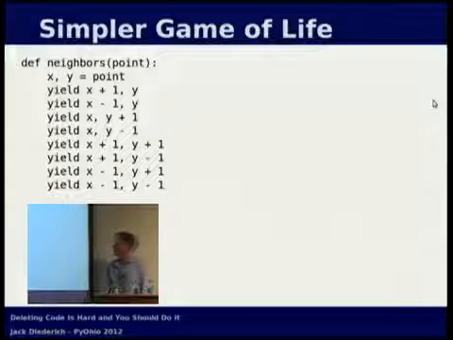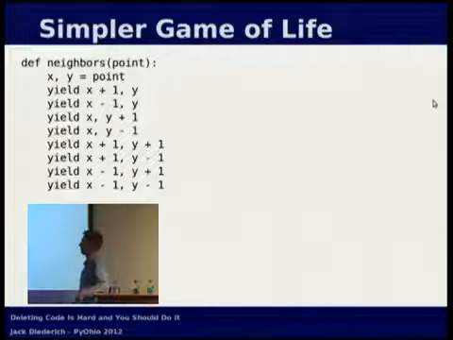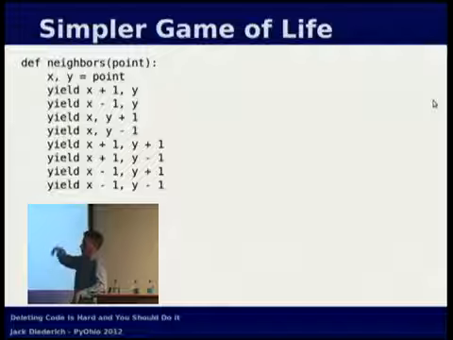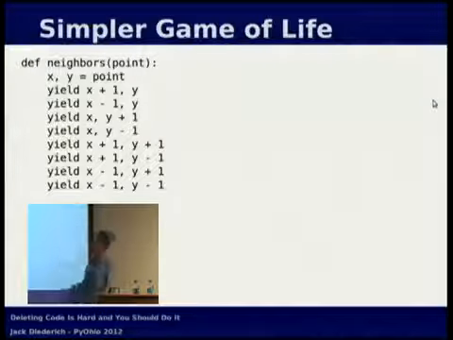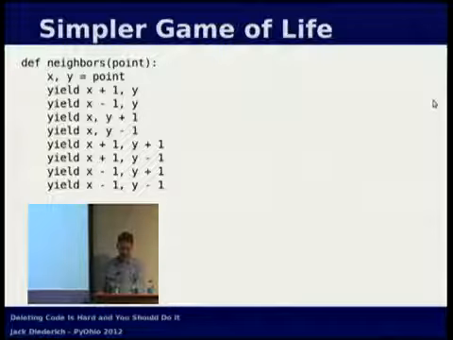Here's a simpler game of life. This has no state. This is how you get your neighbors. You just take the X and the Y and then say, guy in the upper left, guy above me, guy in the upper right, and so on and so forth. So this just yields the 8 coordinates of the guys around you.